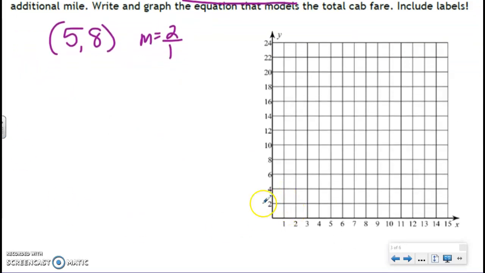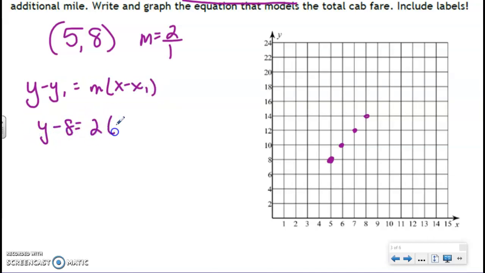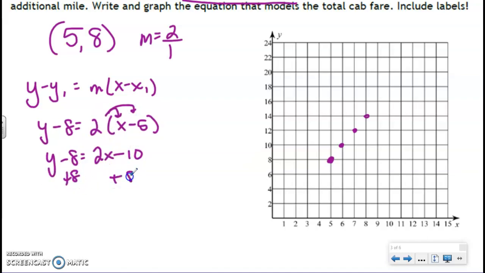So what that's going to look like is we're going to go 5 miles for $8, so I'm actually starting at this point here. And then I'm going to go up to, look at your scales, over 1 after that. So here are my points from there. To write the equation, I'm going to use point-slope form, which is y minus y1 equals m times x minus x1. So when I plug that in, I get y minus 8 equals 2 times x minus 5. And I can actually solve to put this in slope-intercept form. So if I distribute, I get 2x minus 10. And then if I add 8 to both sides, we get y equals 2x minus 2.